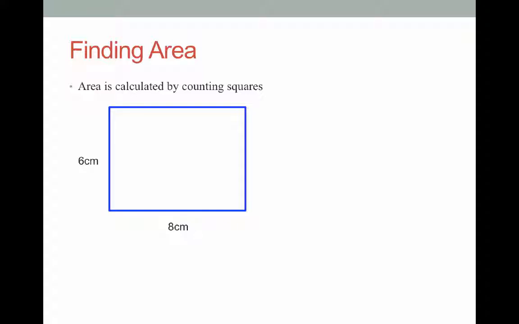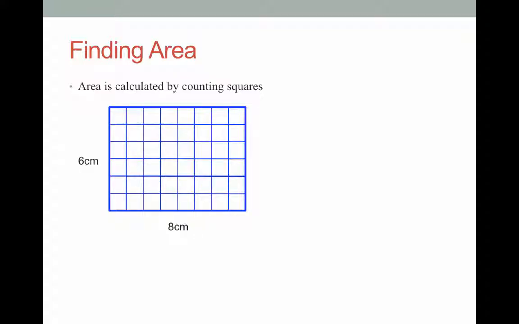Area is calculated by counting squares. Here I have a big rectangle that's 8 centimeters by 6 centimeters, and I want to know what the area is. Well, I want to count the space inside it, counting the number of squares. I could draw all the squares up, and I could find out that every single one of those squares is 1 centimeter square. It is a square that is 1 centimeter by 1 centimeter. So how many of them are there in that rectangle? That will be my area.